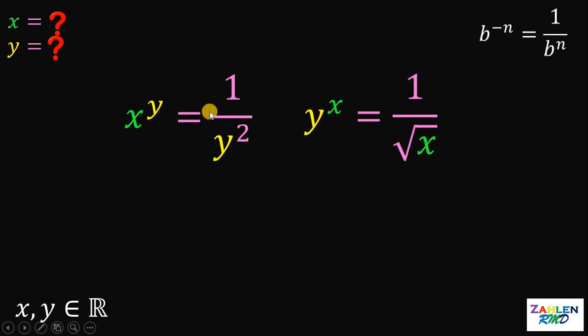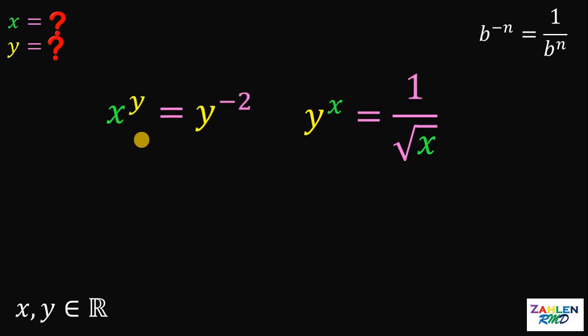x raised to y equals 1 over y squared. Take note that if we have b raised to negative n, it is equivalent to 1 over b raised to n. So this 1 over y squared can be written as y raised to negative 2. So we now have x raised to y equals y raised to negative 2. Now let's isolate this variable x.